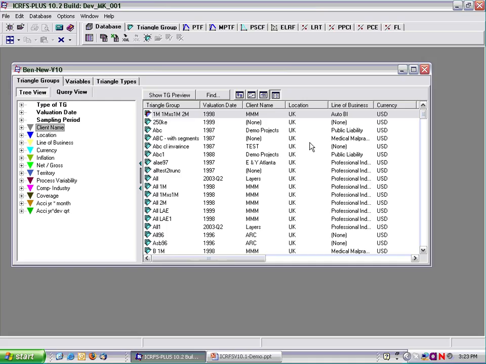In this video, we're going to be studying layers and also demonstrate the PALD module of the product. PALD stands for predictive aggregate loss distributions.